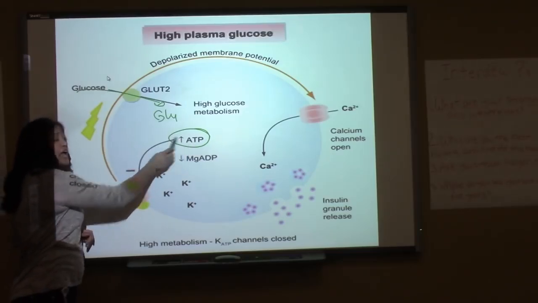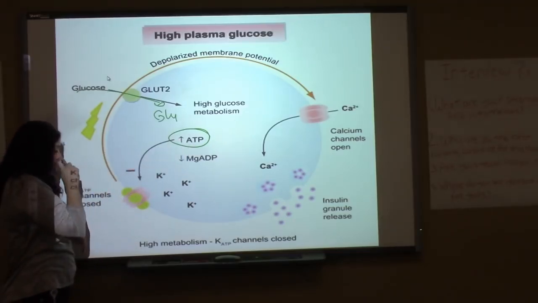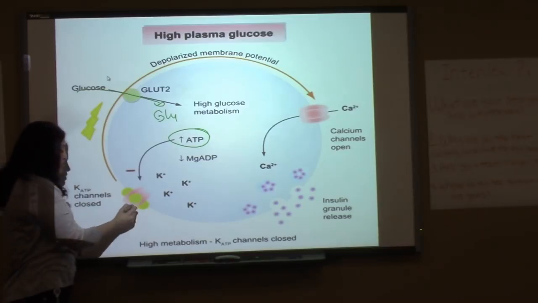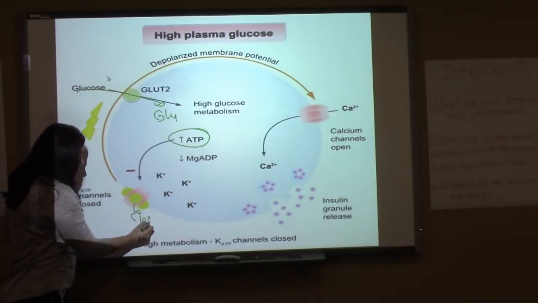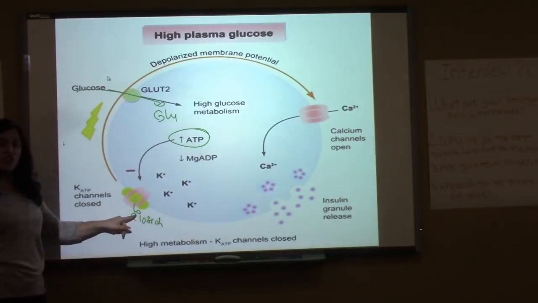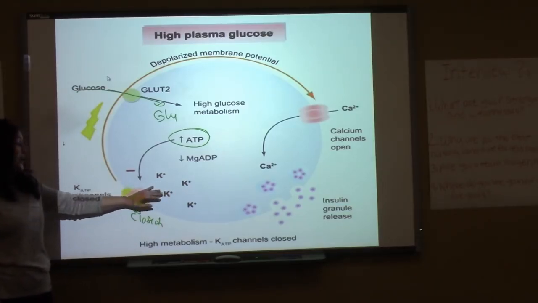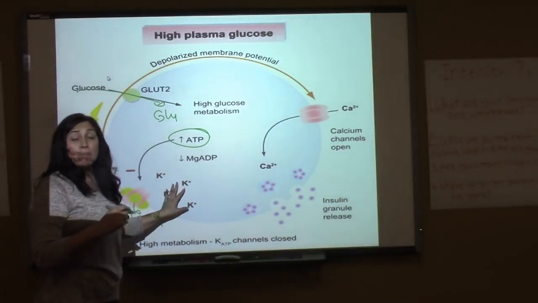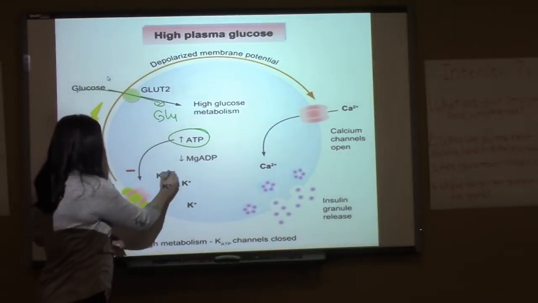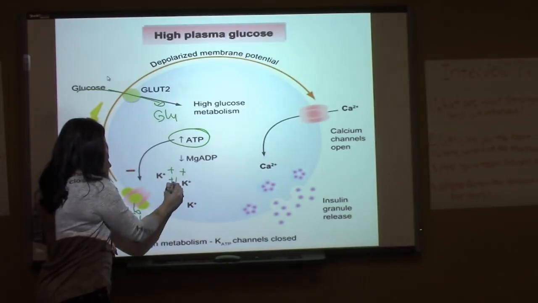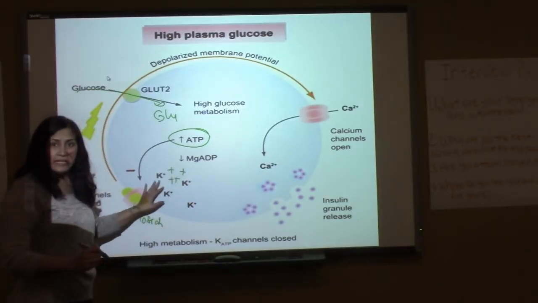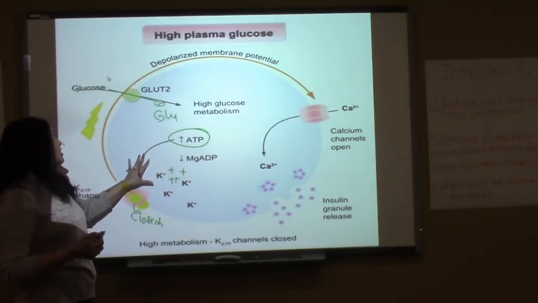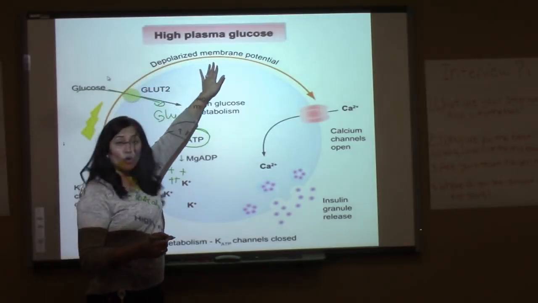Because now your beta cell has a lot of ATP, it causes this ATP-sensitive potassium channel to close. So this channel is closed. Because this channel closes, potassium is no longer able to leave. So potassium is now stuck inside the cell. Potassium is a cation, so now you have positive charge inside the cell. So the membrane becomes positive. How do you say that in physiology? We say the membrane is depolarized.